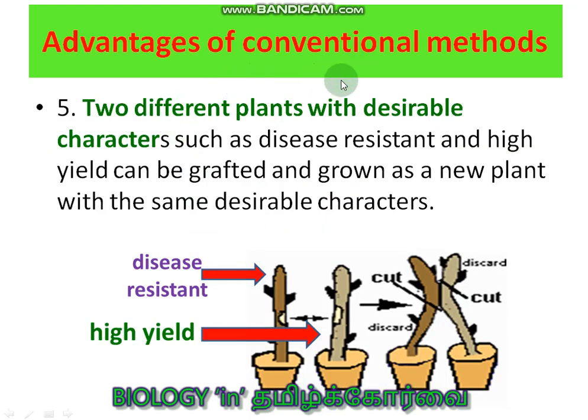Advantages of conventional method: suppose this plant carries disease resistant capacity, and this is a high yield variety of the same species. Okay, by crossing them, we will be getting in the plant both disease resistance as well as high yield capacity as characters. So we are able to combine the two desirable characters in a single plant with the help of these conventional methods.